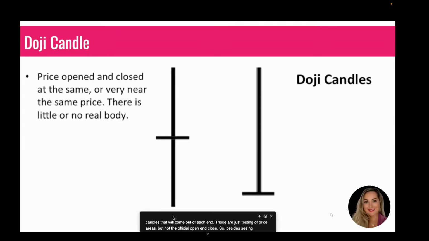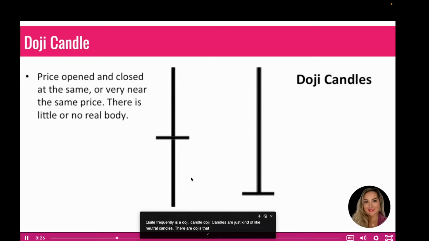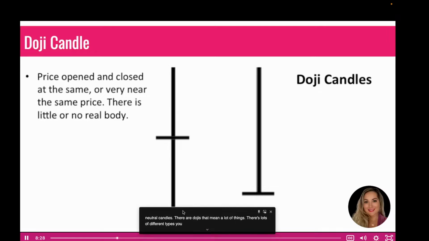So besides seeing a bullish or a bearish candle, the other candle that you will identify on a chart quite frequently is a doji candle. Doji candles are just kind of like neutral candles. There are dojis that mean a lot of things. There's lots of different types. You can get into an entire doji candle reading course.